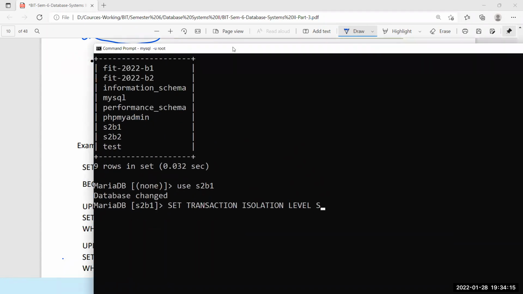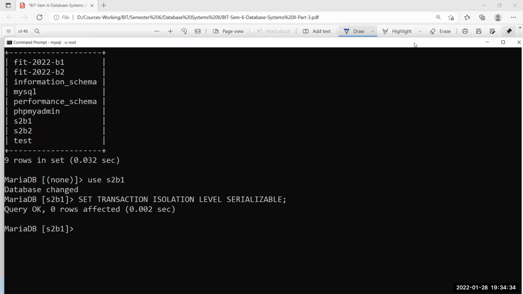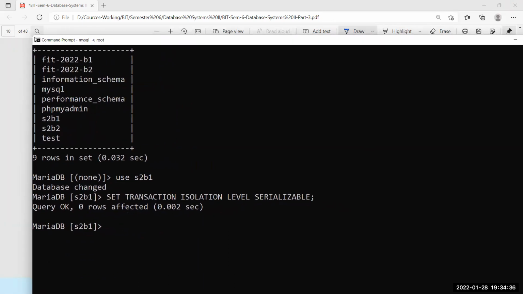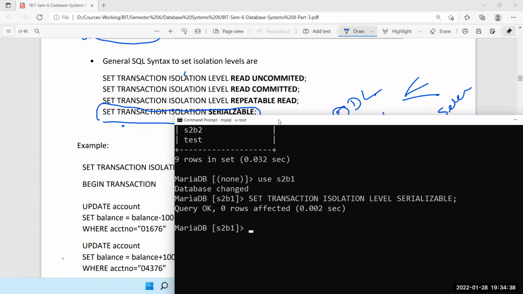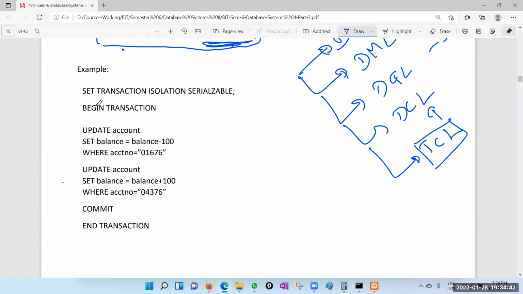Serializable. Okay, so that we have set it to the serializable level. I think the default is also serializable, right? So likewise you can change the isolation level. Serializable is the highest level, the strongest level. Then you have to begin your transaction.